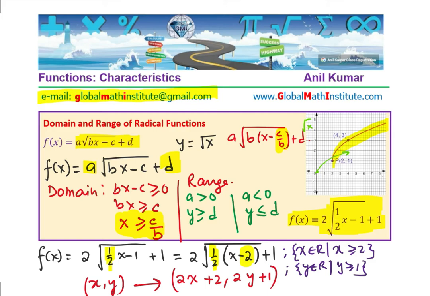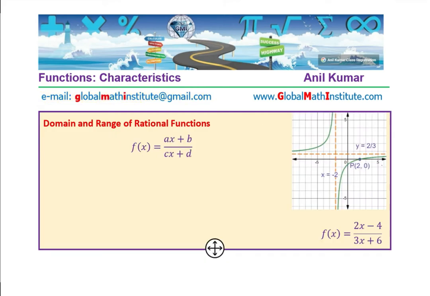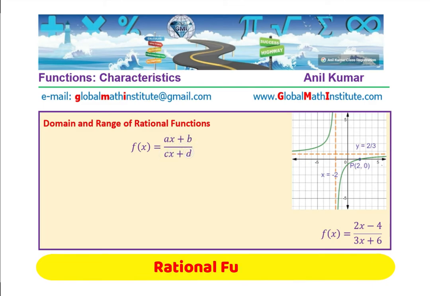Perfect. Let's move on to the next type of function, which is a rational function. Now this is a rational function which is quotient of two linear functions, ax plus b and cx plus d. Now in such rational functions, what really happens is denominator can be 0. That gives you a vertical asymptote and a restriction on the domain, right?